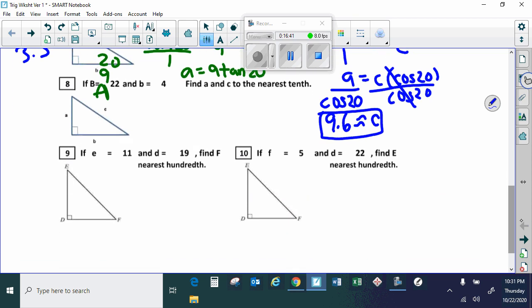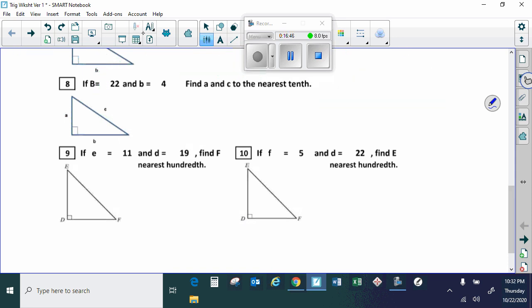All right, go ahead and pause the video if you need to get any notes off of that or rewind it. All right, number 8, same thing again. So you just practice that same thing again. So over here they tell me angle B is 22 and little b is 4. Okay, so I need to find A and C again.